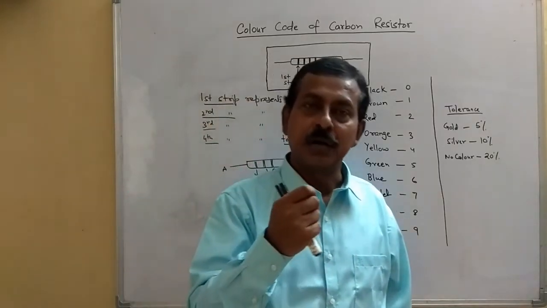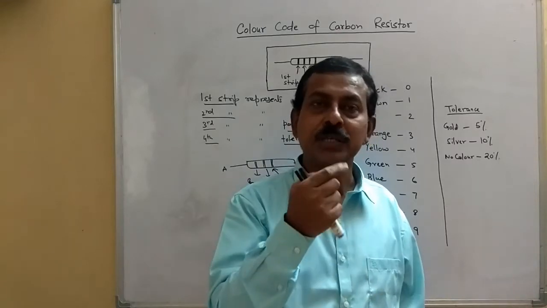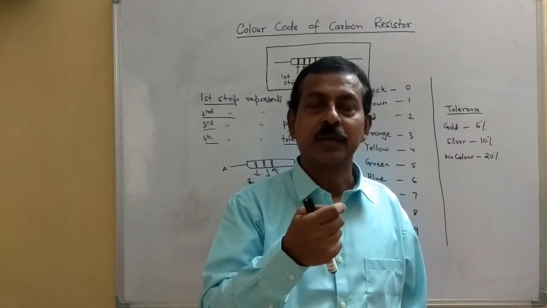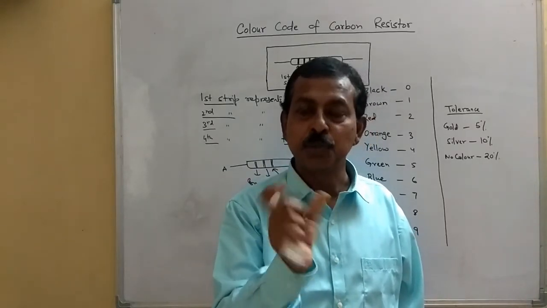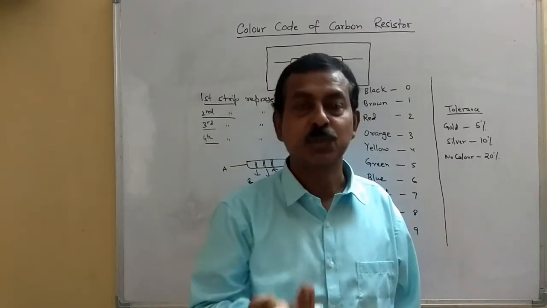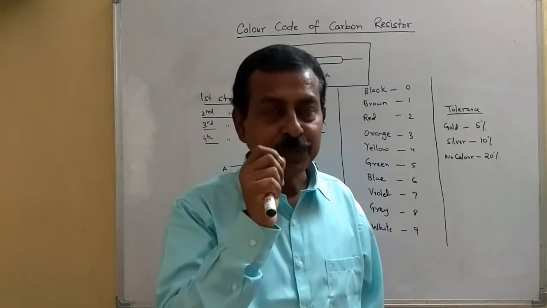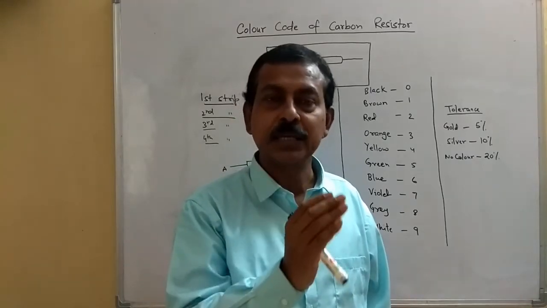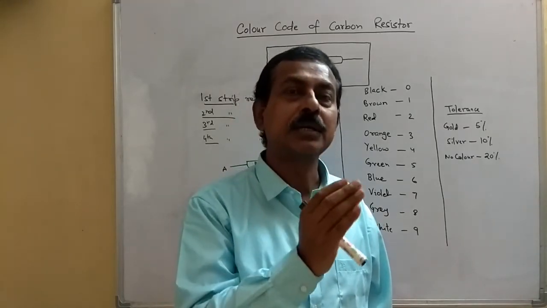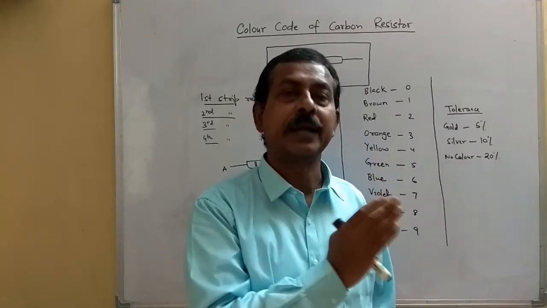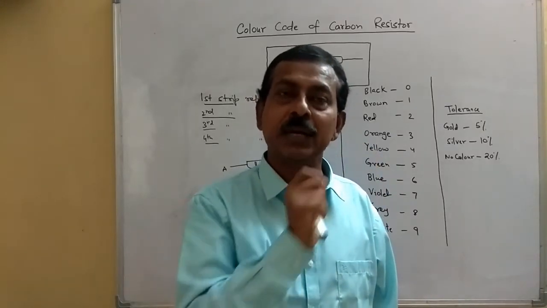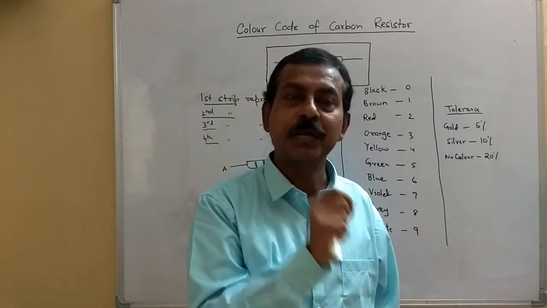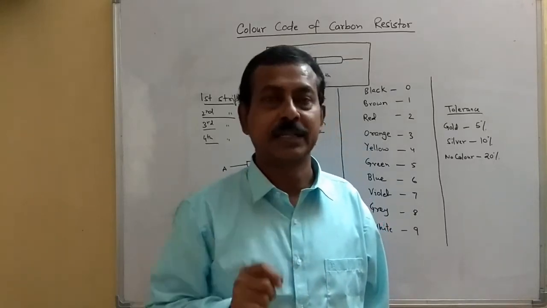But suppose in day-to-day life you come across a resistor and you are holding it the opposite way, in that case the sequence will look different. So there we find the correct sequence just by considering which color is closer to one end of the carbon resistor. That will be taken as the first colored band, then second, third, like that.